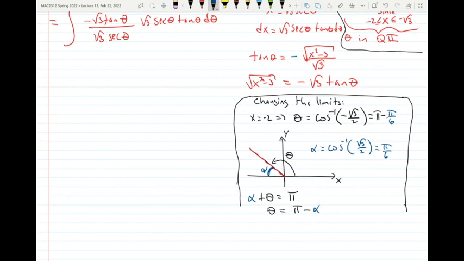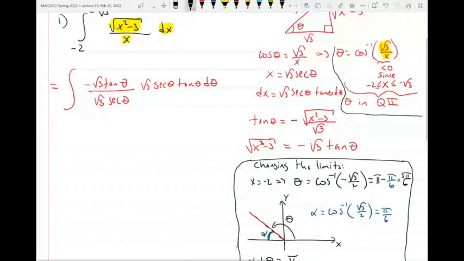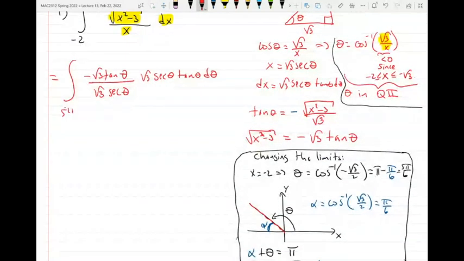Do you understand this? Okay. So this is then 5 pi over 6. So when x is negative 2, theta is 5 pi over 6. So that means we put a 5 pi over 6 down here.